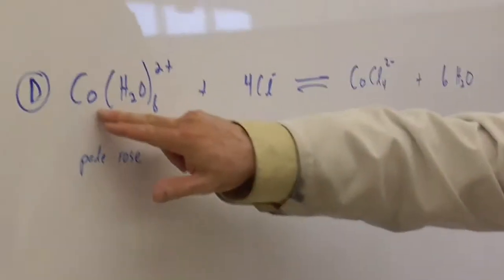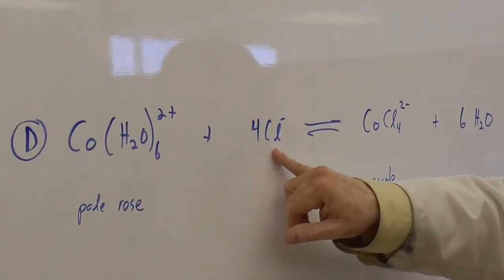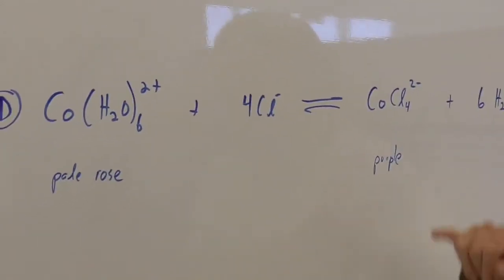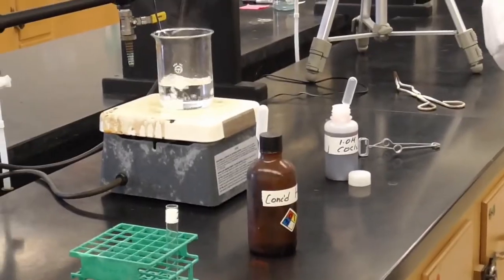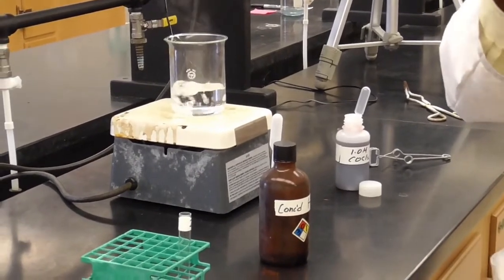Go back to the board. We saw that initial pale rose color when you had the cobalt in solution. It had water surrounding it. And then we added the HCl, the chlorides, and then we saw that purple cobalt chloride complex. And next, we're going to investigate how does that change with temperature. Is it endothermic or is it exothermic? So is that reaction absorbing heat or is it releasing heat?